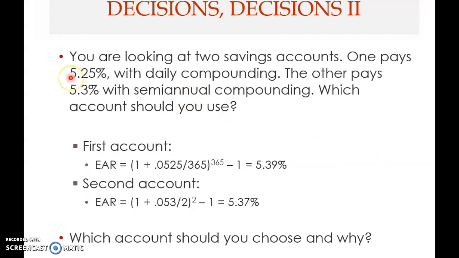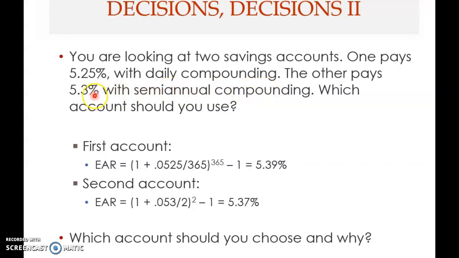Now let's look at decisions here. Another example. We are looking at two savings accounts. One pays 5.25%. This is APR. Note this, it doesn't say, but you need to understand that this is APR, and then it says daily compounding. Another is 5.3%, another account, 5.3% APR with semi-annual compounding.